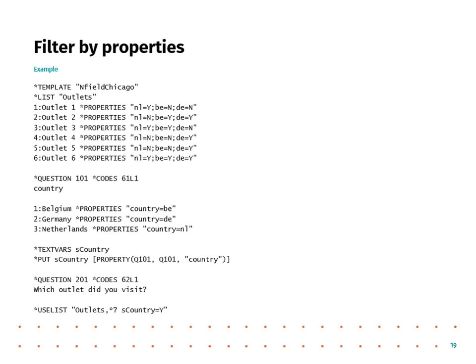So if I answer category 3 in Q101, it will look up in Q101 the value 3, country, and will return NL. And then in the next question, which outlet did you visit? I can use list outlets, comma, and then start question mark, as country will be replaced with NL equals Y. And I will just see the list with all the outlets with properties NL equals Y.